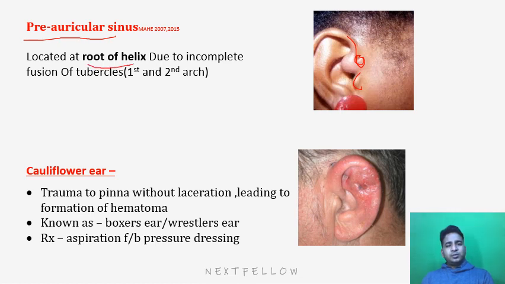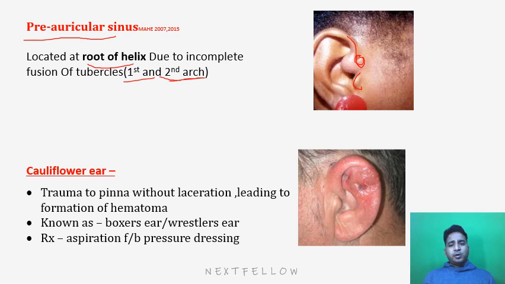And why does this happen? Because of incomplete fusion of structures produced by the first and the second branchial arch. During embryonic life, the formation of the pinna happens because of the fusion of the first and second branchial arch. Sometimes if there is incomplete fusion, that will lead to preauricular sinus.